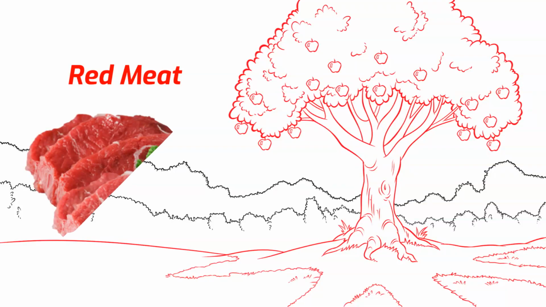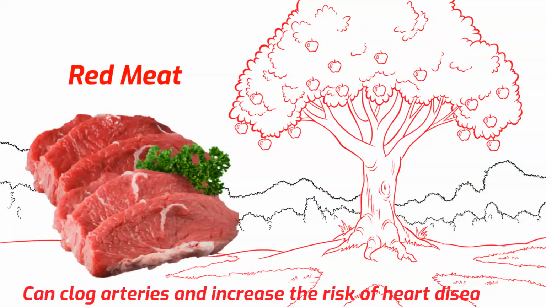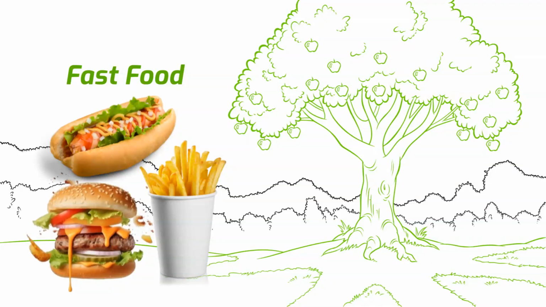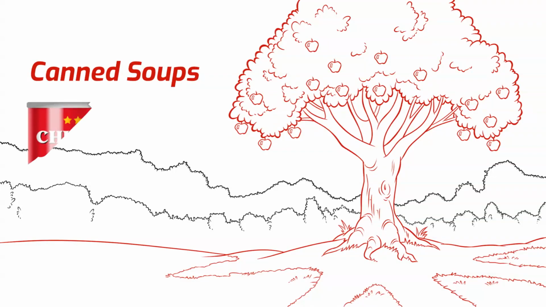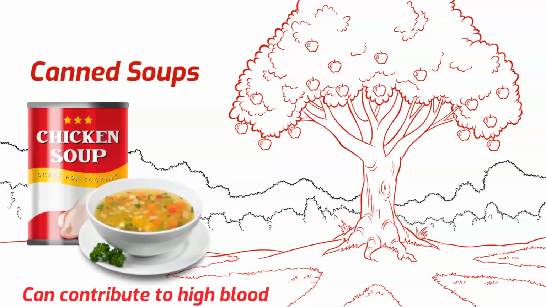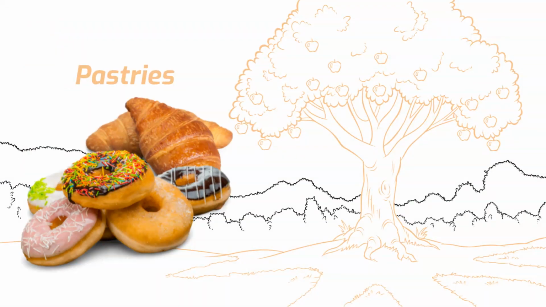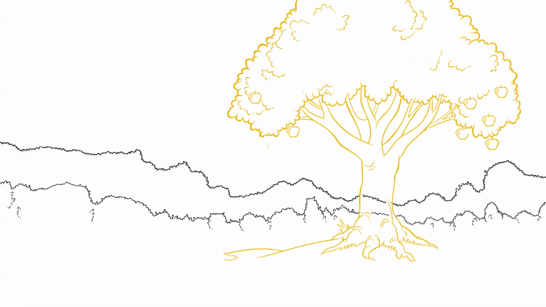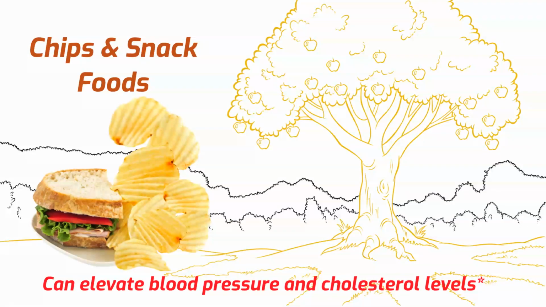Red meat. Foods high in saturated fat, like red meat, can clog arteries and increase the risk of heart disease. Fast food. Often loaded with unhealthy fats, sodium, and sugars, it can contribute to obesity and heart disease. Canned soups. Usually high in sodium, they can contribute to high blood pressure and strain the heart. Pastries. Their high sugar and unhealthy fat content can lead to weight gain and increased risk of heart disease. Lastly, chips and snack foods. Typically high in sodium and trans fats, these can elevate blood pressure and cholesterol levels, harming the circulatory system.